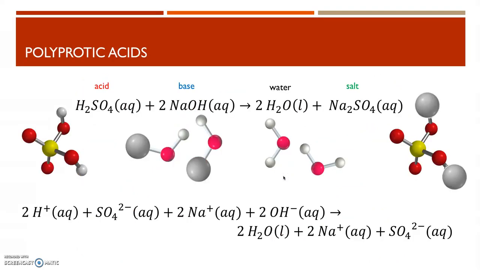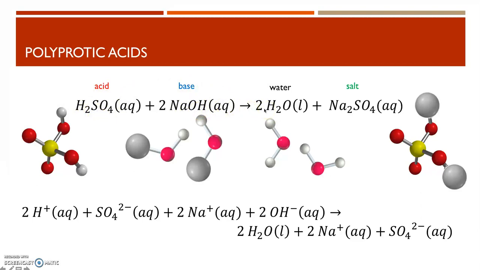Polyprotic acids have more than one proton that can be donated in an acid-base reaction. So here we have sulfuric acid, H2SO4, and both of these hydrogen ions can be removed from sulfuric acid to react with hydroxide and make water.